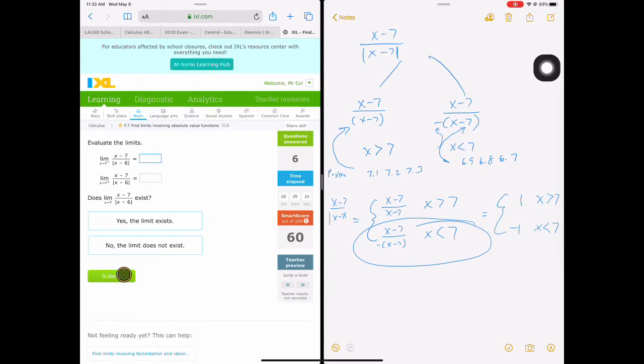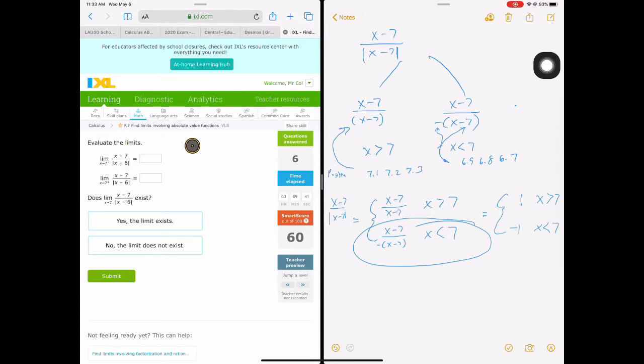Okay, for this next problem here, like normal, we're just going to plug in and see if we have an oddity, a problem. So I plug in 7. 7 minus 7 is 0. And 7 minus 6 is 1. 0 divided by 1 is 0. Okay.